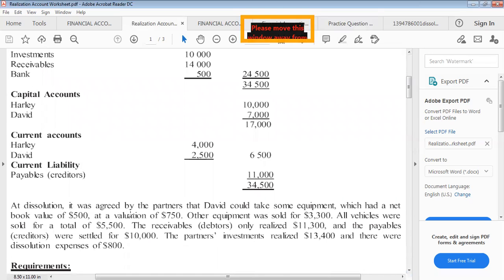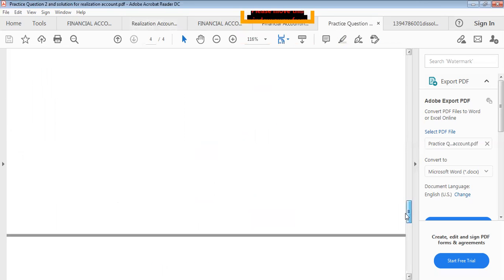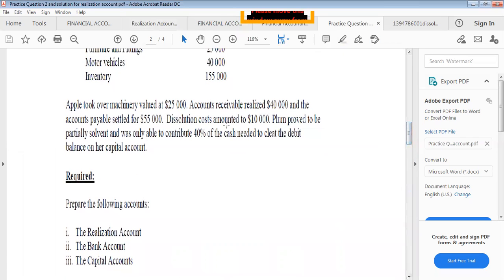On dissolution, it was agreed by the partners that David could take some equipment. So notice now that David took over equipment, which had a net book value of $500 at a valuation of $750. Let's look. You see that part? It looks similar to something we did, right? Look at this, please. Apple took over machine valued at 25,000. Good? And it was a figure of 25,000 that was entered.